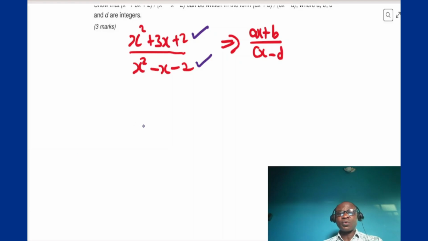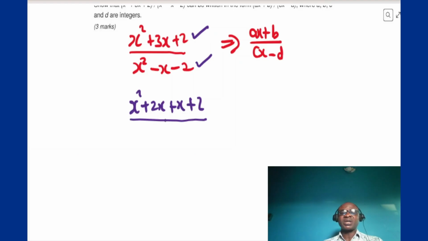So any two numbers, what are they? 2 times 1 is 2, and 2 plus 1 is 3. So I write x raised to the power 2 plus 2x plus x plus 2. So I have done it for the numerator. I have simplified the middle one, 3x, to become 2x plus x. Now I go to the denominator. I look for two numbers that multiply to give minus 2 and, when I add them, give minus 1. What are they? They are minus 2 and positive 1. If I multiply them, I get minus 2. If I add them, I get minus 1.